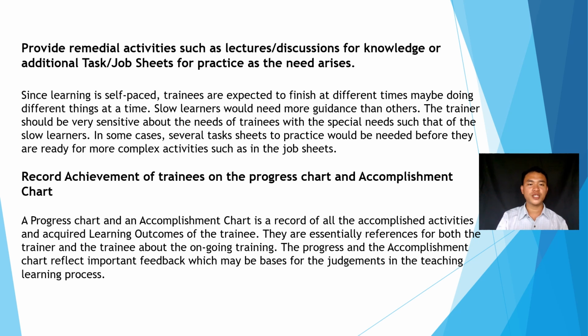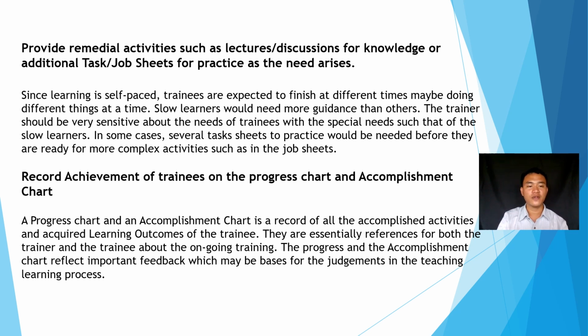Provide remedial activities such as lectures, discussion for knowledge, or additional task and job sheets for practice as the need arises. Since learning is self-paced, trainees are expected to finish at different times, maybe doing different things at a time. Slow learners will need more guidance than others. The trainer should be very sensitive about the needs of trainees with special needs such as the slow learners. In some cases, several task sheets to practice will be needed before they are ready for more complex activities such as the job sheets.